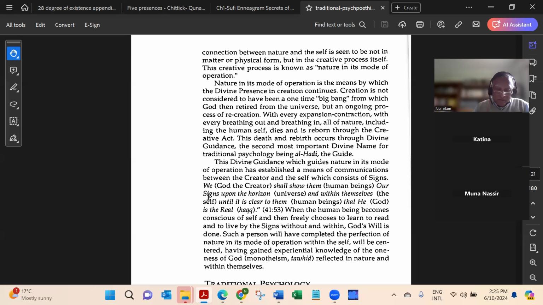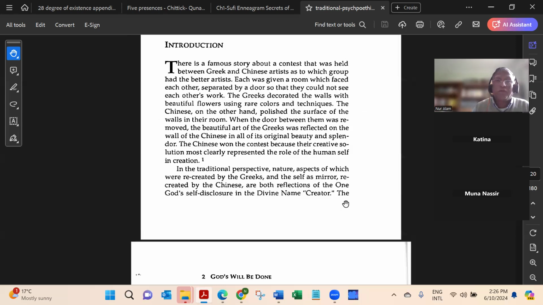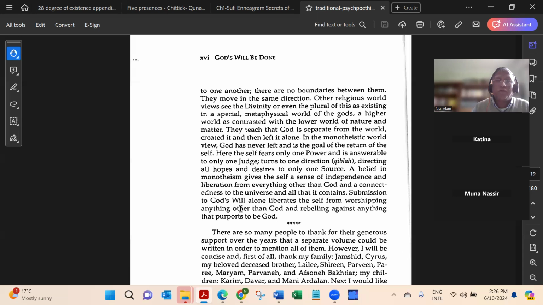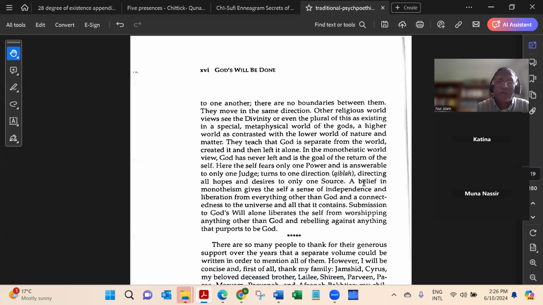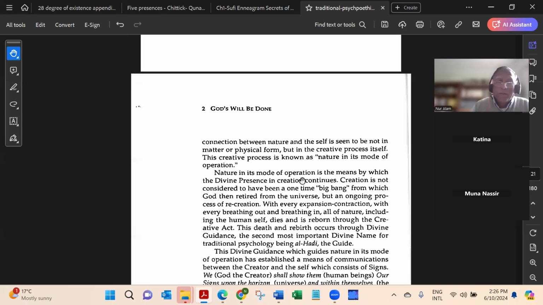That's the understanding. And the main part he's talking about is this relationship. There is a unity of three separate relationships: the self and God, self and nature, and the self and the self. Those are the three different relationships we have, and that information which I just read mentions them here: self and God, self and the nature, which includes human beings, and self and the self. So that is what we have here, this monotheistic worldview, the universal unity. Any questions from what we read?